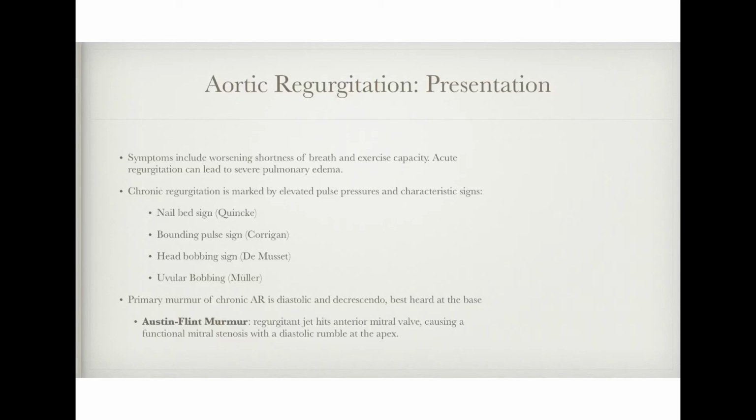In addition to the primary murmur, there's often described what's called the Austin-Flint murmur. And this occurs because the anterior mitral valve leaflet is located very close to the aortic valve. And so when regurgitant blood flows backwards through the aortic valve, it happens to hit the anterior mitral valve leaflet, preventing it from fully opening, and that leads to essentially a functional mitral stenosis and presents with a diastolic rumble.